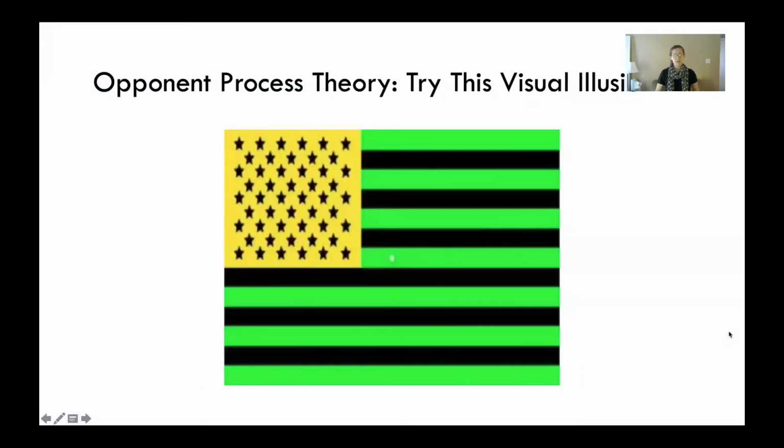Let's try this visual illusion. You might be able to see that there's a tiny white dot in the very, very center of this weird colored flag. I want you to focus on that dot, don't move your eyes, and focus until I tell you to stop. So we're going to go for around 30 seconds.